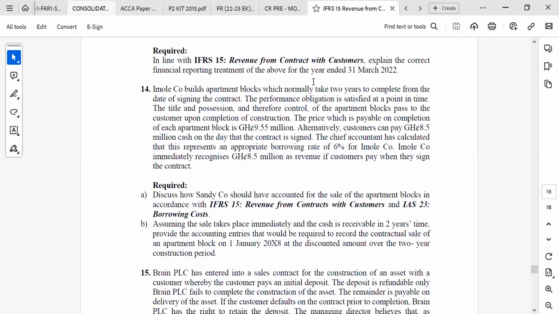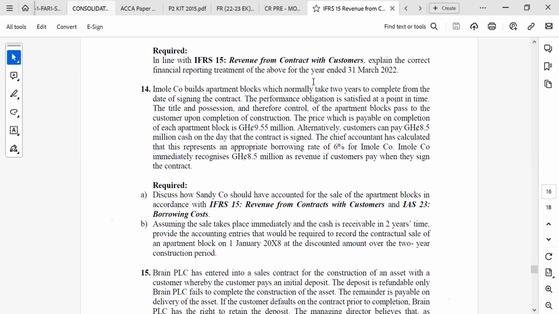So any amount that the person will be giving to you today will be treated as a loan. They are saying that the price which is payable on completion of each apartment block is 9.5. Alternatively, the customer can pay 8.5 million cash on the day that the contract is signed. The chief accountant has calculated that this represents an appropriate borrowing rate of 6% for Imoleco.